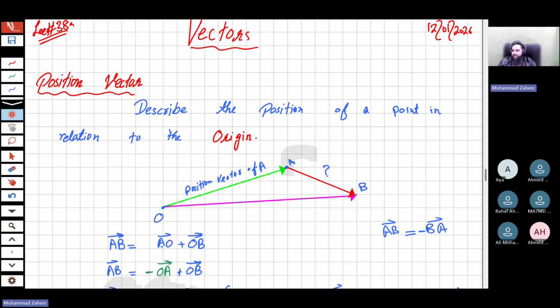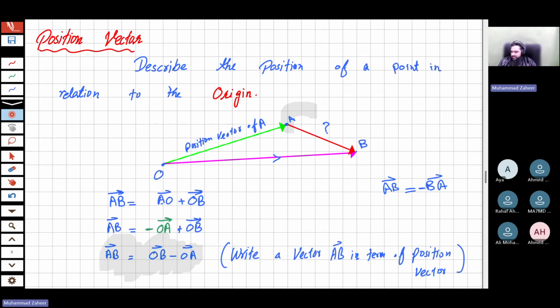The next thing we talked about is the position vector. I told you the position vector is a vector that always starts from the origin and ends at a specific point. This is the position vector of A, because it starts from O and ends at A. This is the position vector of B, because it starts from O and ends at B.